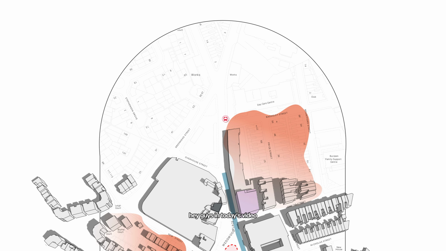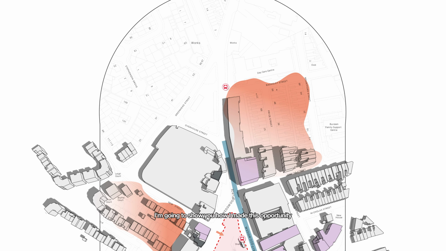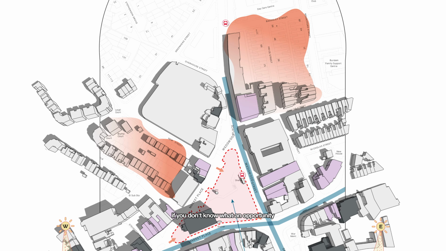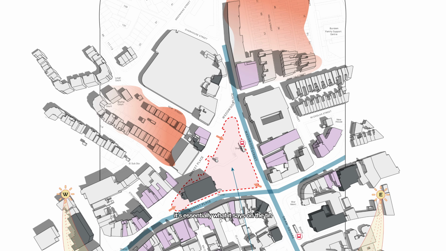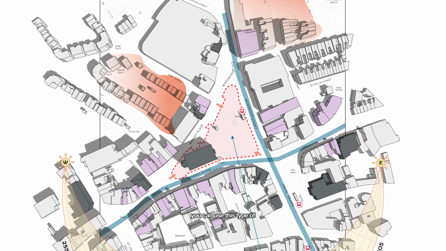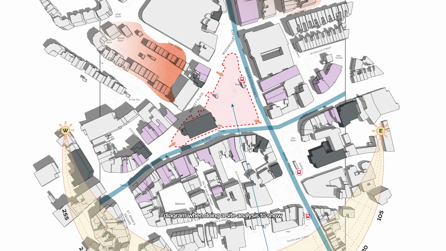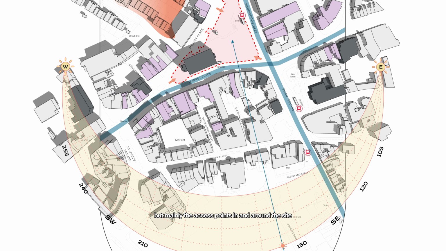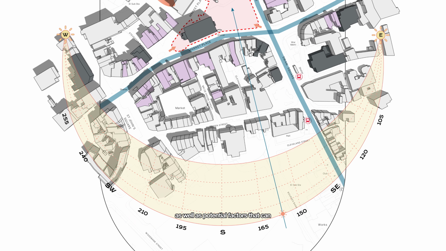Hey guys, in today's video I'm going to show you how I made this opportunity and constraints diagram for my 4th year project. If you don't know what an opportunity and constraints diagram is, it's essentially what it says on the tin. You can use this type of diagram when doing a site analysis to show various things, which I'll explain soon, but mainly the access points in and around the site as well as potential factors that can affect your design.